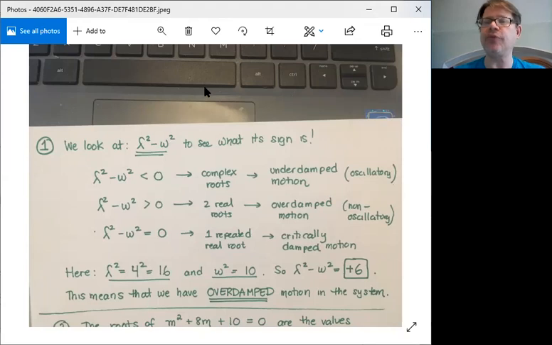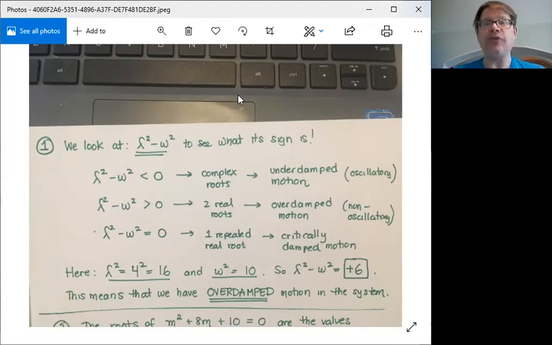So which one of those situations do we have here? Well, we know that lambda was 4, so that lambda squared was 16, and we know that omega squared was 10. Their difference is positive 6. Because that difference is positive, that means that we are in this situation right here. We are in the overdamped motion scenario. This will be a non-oscillatory situation. We won't have sines and cosines as part of our solution function.